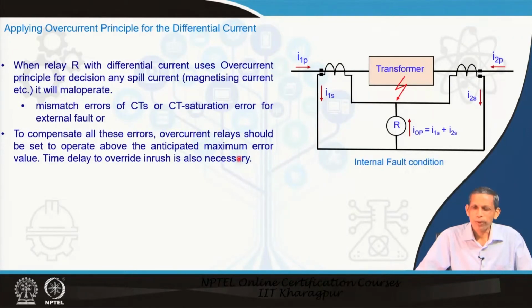If you try to compensate for all these errors, then the pickup current which we fix for the overcurrent relay will be very large. And if the pickup current becomes very large, then the dependability will be compromised in general. So, therefore, alternative ways are being sought, and we will go on that perspective.